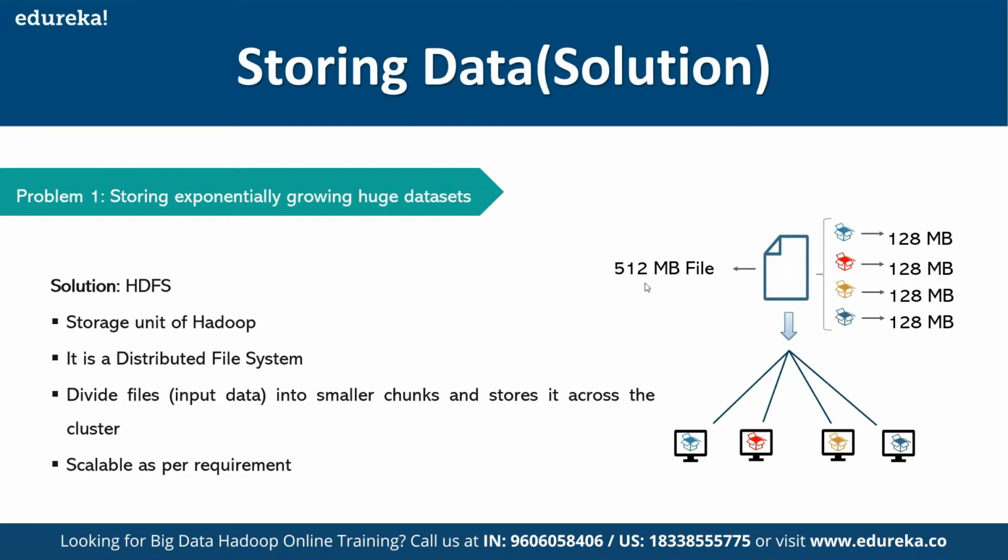So if you have a 512 MB file, it could be in 4 blocks. Usually we have larger files, which are stored in multiple blocks. This file can be segregated based on the 128 MBs it has. For example, if you have a 1024 MB file, then you will have 8 such blocks. So based on the size of the file, the number of blocks will increase. All right, so it is scalable as per the requirement.